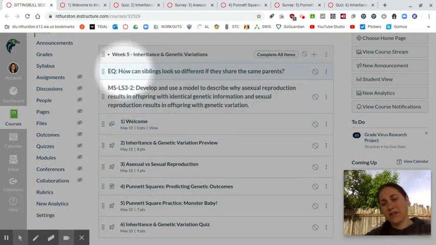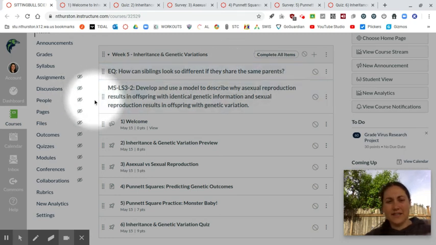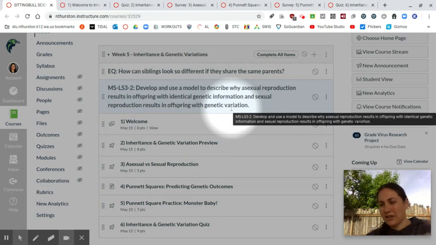We are here in week 5 and we are learning about inheritance and genetic variations, and our essential question is how can siblings look so different if they share the same parents? Our standard today: develop and use a model to describe why asexual reproduction results in offspring with identical genetic information and sexual reproduction results in offspring with genetic variation. You're going to be learning all about that genetic variation and how that happens through Punnett squares.